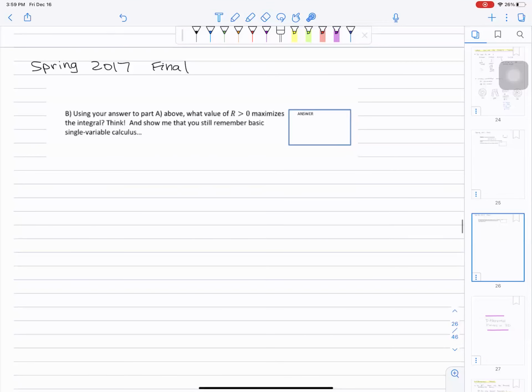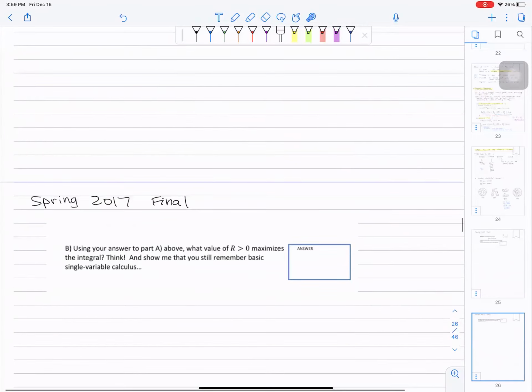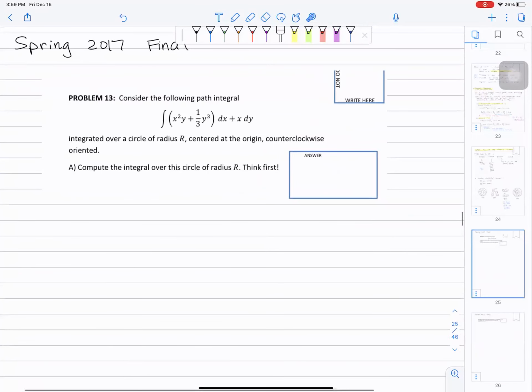Okay, here we have an example. If we're trying to consider this path integral and integrate it over a circle of radius r centered at the origin, compute the integral over this circle. And they say think first. So let's think. Do we want to actually parameterize our circle, plug in the parameterization, multiply by the derivatives? We could, but that seems like a lot of work. And also they said think first.